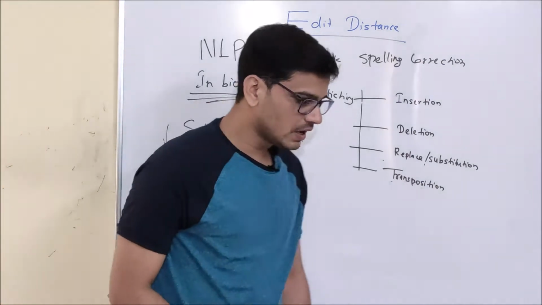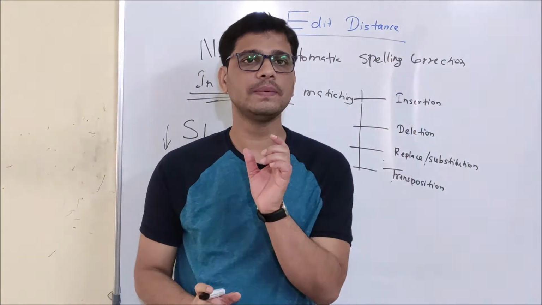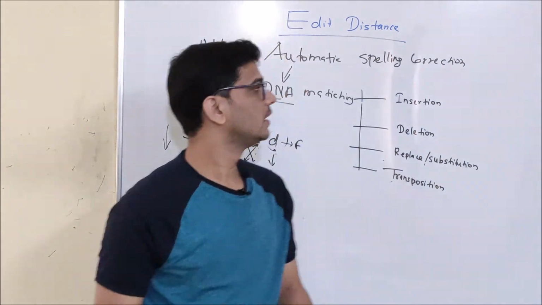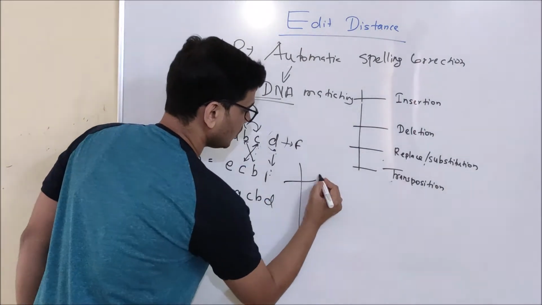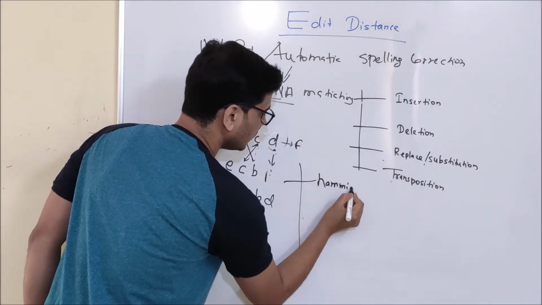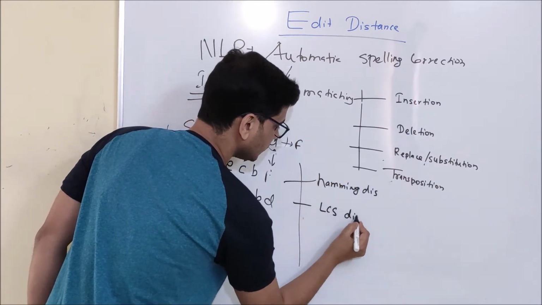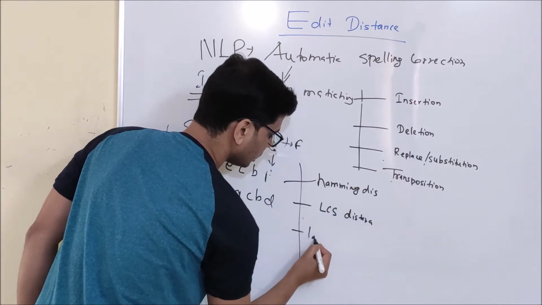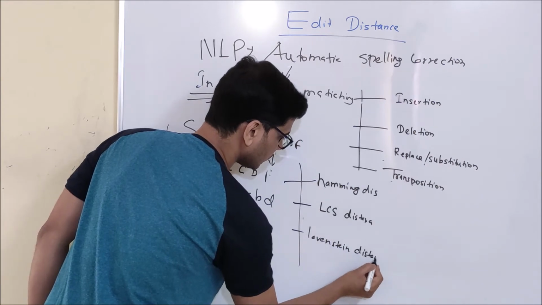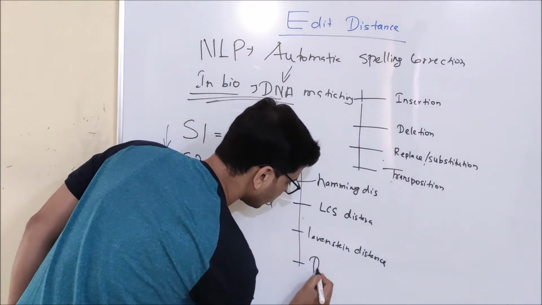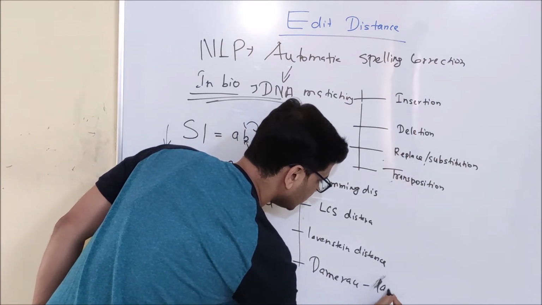And now one more thing. Depending upon the type of operation we can perform, we have different metrics to measure edit distance. And what are the most common metrics? Hamming distance. Then the second one is LCS distance. Then Levenshtein distance. And then Damerau distance, Damerau-Levenshtein distance.